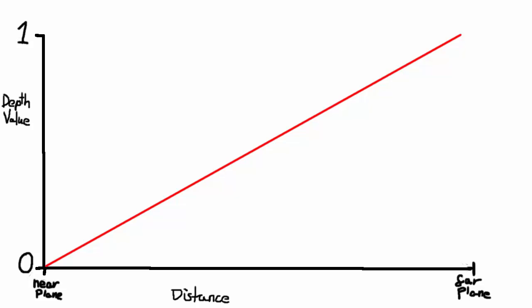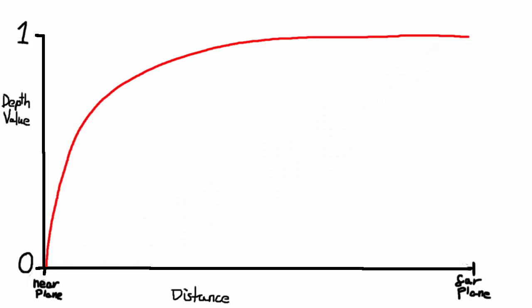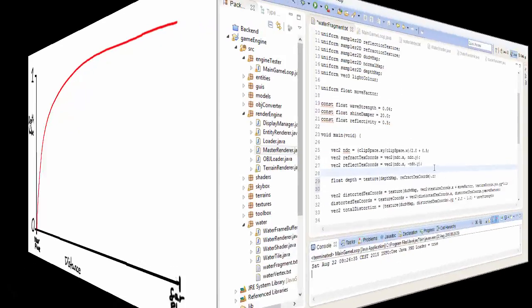Unfortunately, this doesn't give us a distance. This gives us a number between 0 and 1, which represents the distance that I talked about earlier, but it isn't even represented linearly either. You might have expected the depth buffer value to increase linearly with distance like this, but in fact it's actually something more like this, giving a lot more depth precision to the nearer objects in the scene. So we're going to need to convert this depth value into a distance.